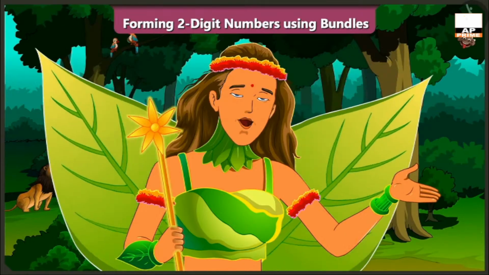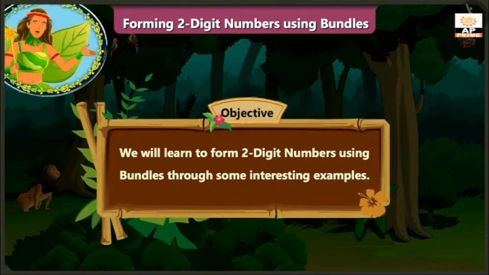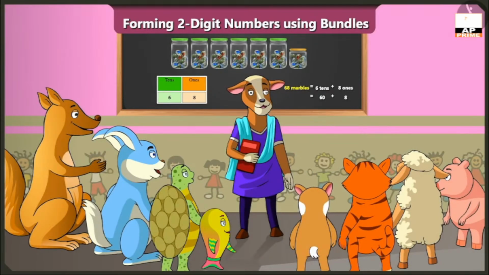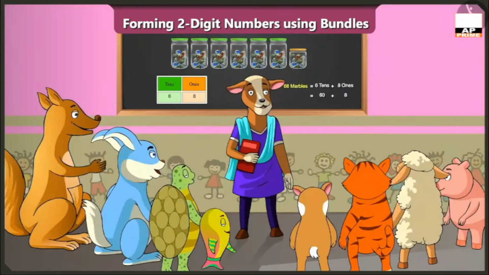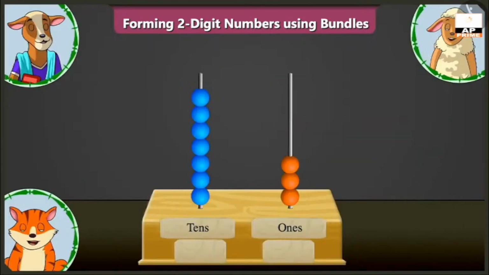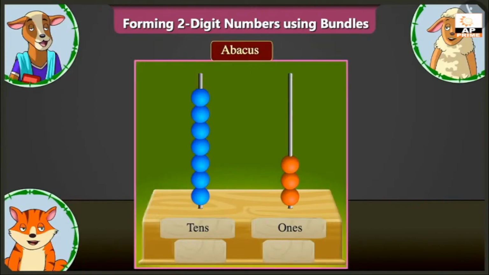Children, in this video, we will learn to form 2-digit numbers using bundles through some interesting examples. Children, in the last class you had learnt to form numbers in the groups of tens. Yes, ma'am. Let us see through some examples how much you remember. Look, there is an abacus given here. You have to look at it and form a number.